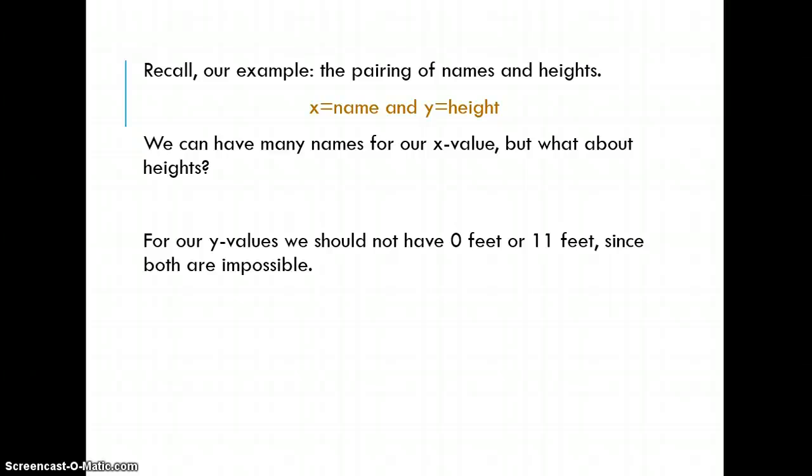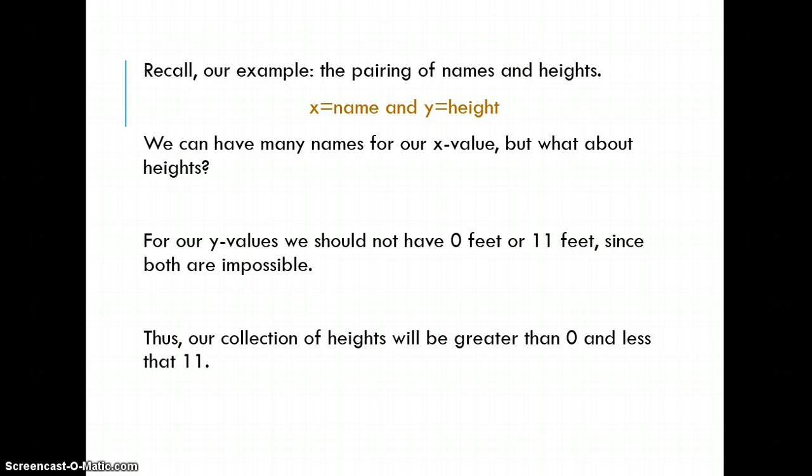Alright, in this case, we know by common sense that nobody measures 0 feet and nobody measures 11 feet, alright? So that way we know that there should be a limit in the heights of these students. So thus, our collection of heights will be greater than 0 and less than 11.